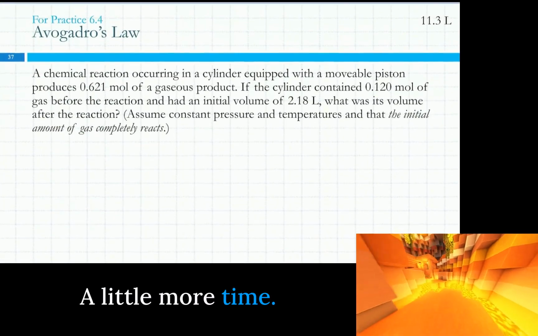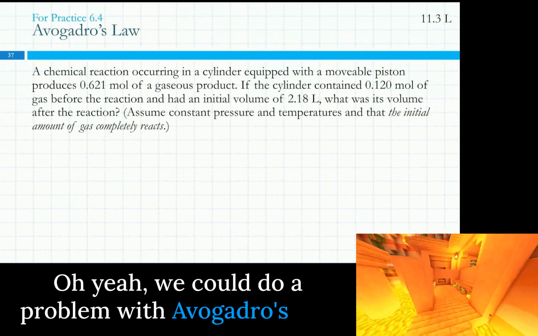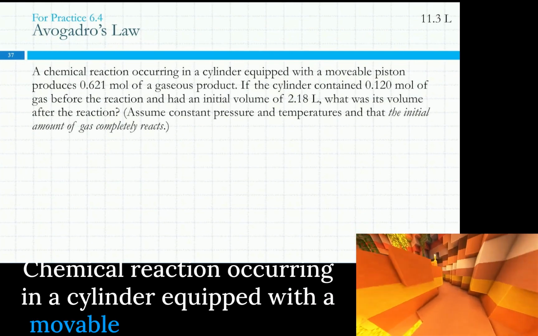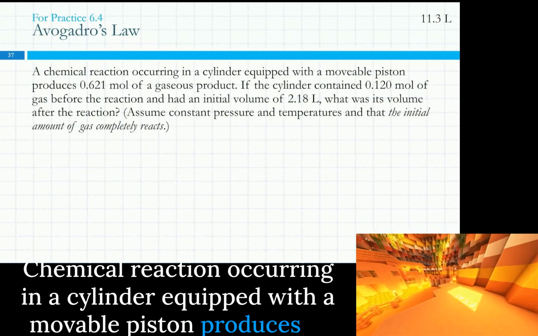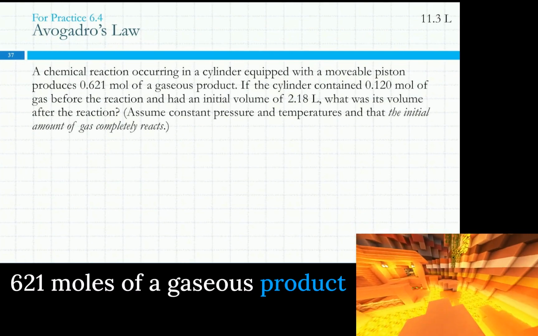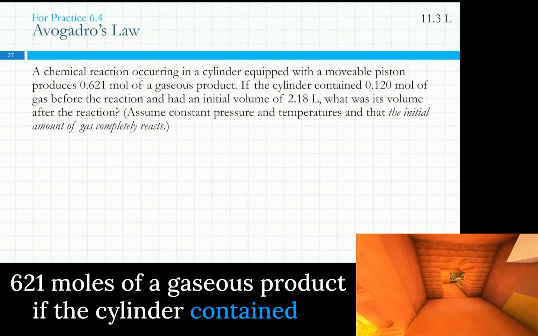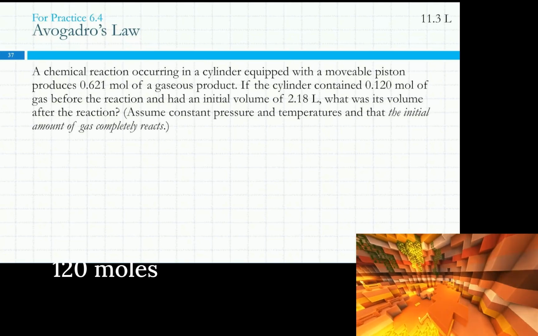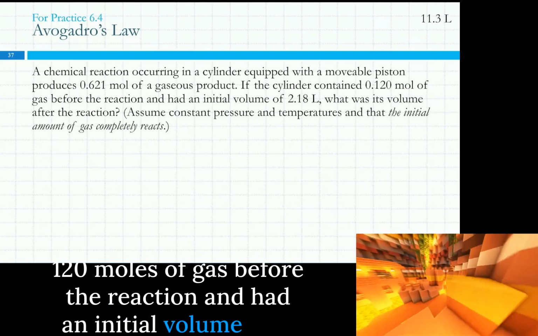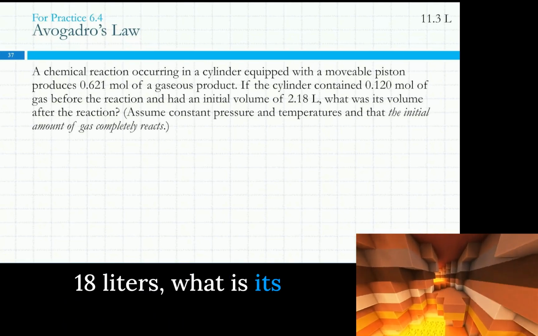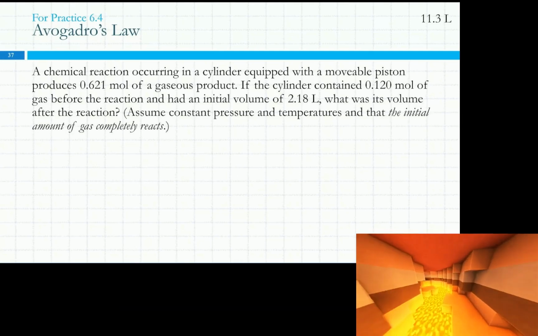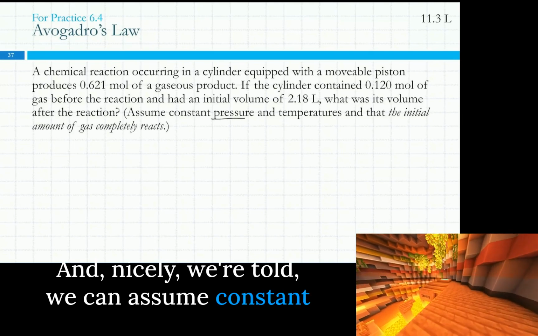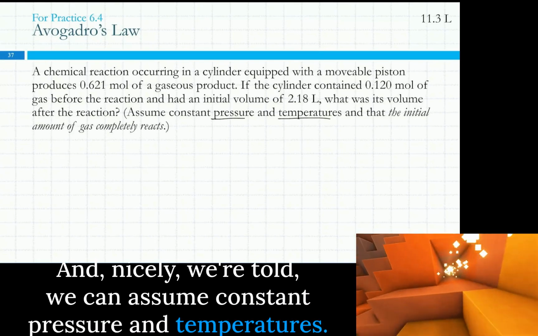A little more time. Oh yeah, we could do a problem with Avogadro's law. A chemical reaction occurring in a cylinder equipped with a movable piston produces 0.621 moles of a gaseous product. If the cylinder contained 0.120 moles of gas before the reaction and had an initial volume of 2.18 liters, what is its volume after the reaction? And nicely, we're told we can assume constant pressure and temperature.